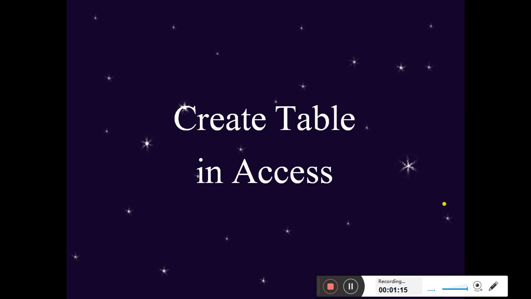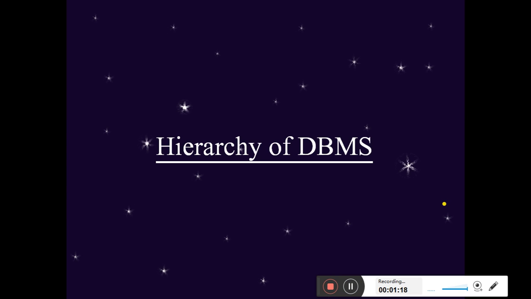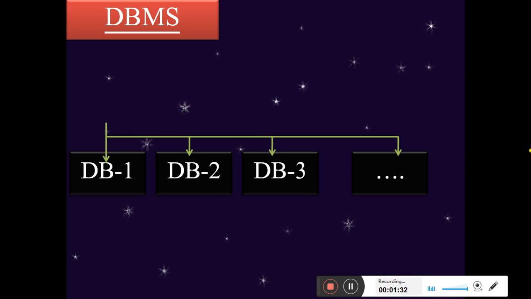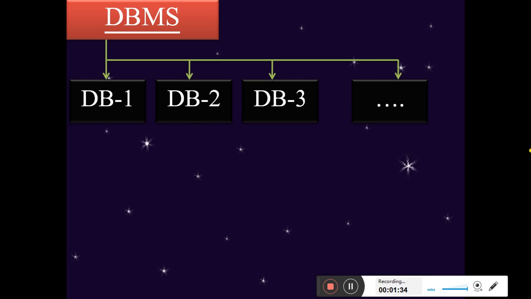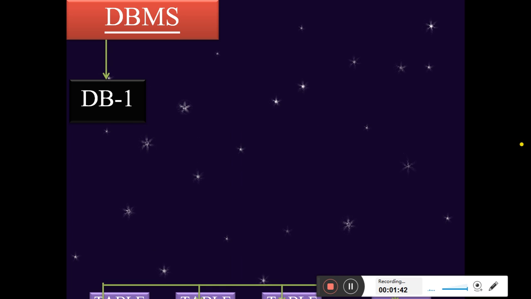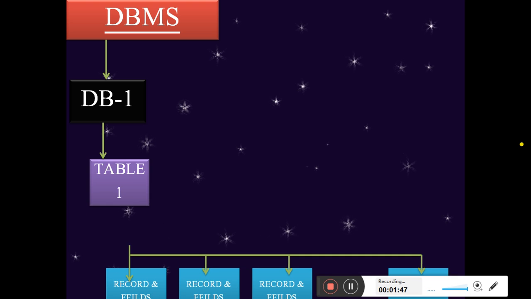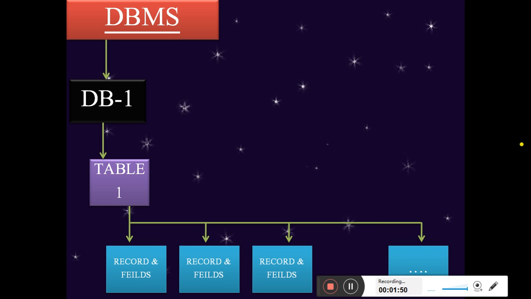Now we are going to see create table in Access, but before creating a table we are supposed to create a database. Now we all are aware of the hierarchy of database management system, correct? The hierarchy will be the same in Access also. For example, the database management system is the top level. In this application we are going to create databases. In one database we are going to create multiple tables. In one table we are going to create multiple rows and columns.